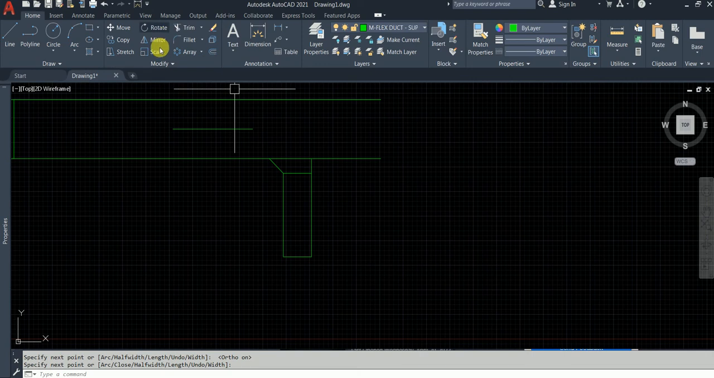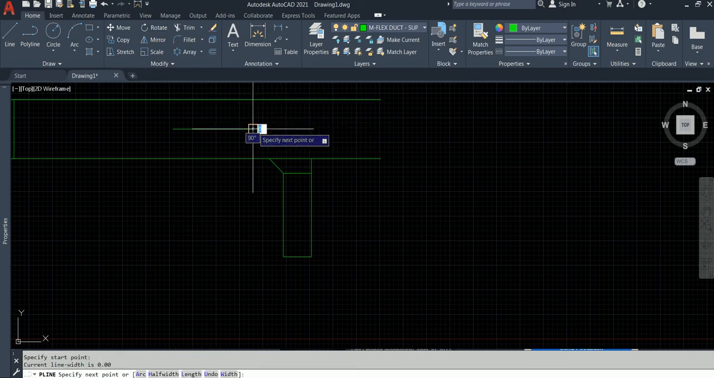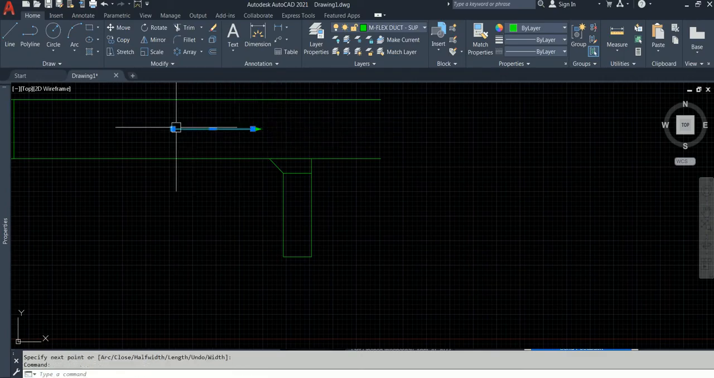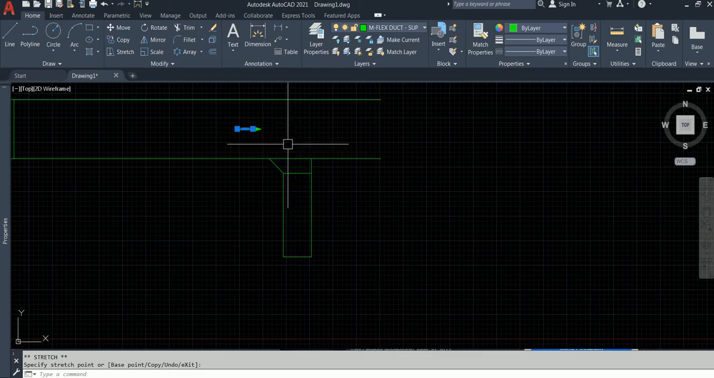So we can draw another arrow, using D line, width 50 and width 0, 90. I hope this much you understood, how to draw. My aim was to teach you how to draw this neck in AutoCAD.